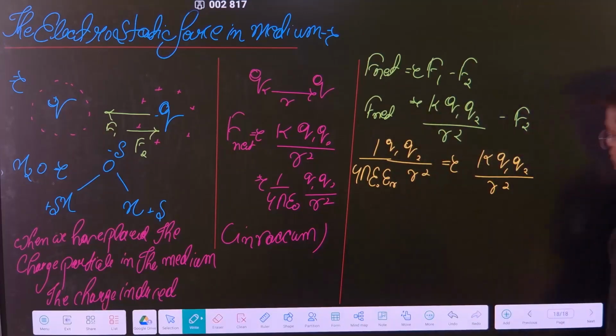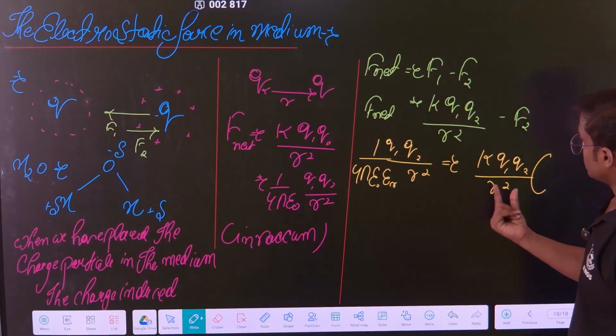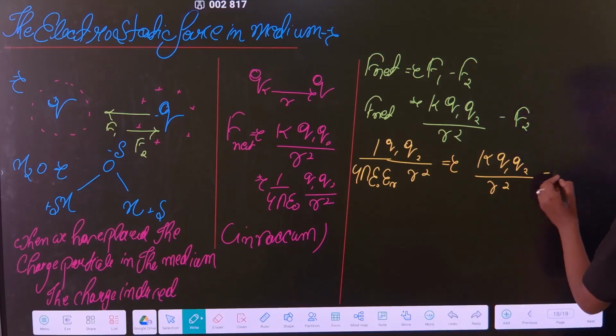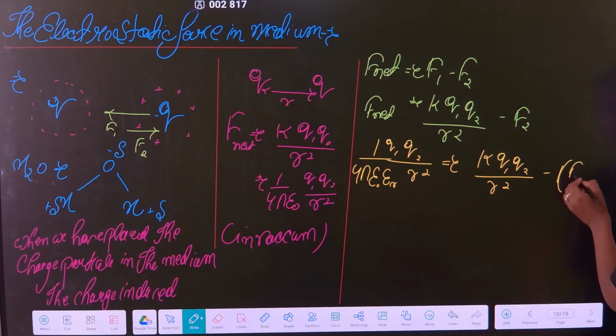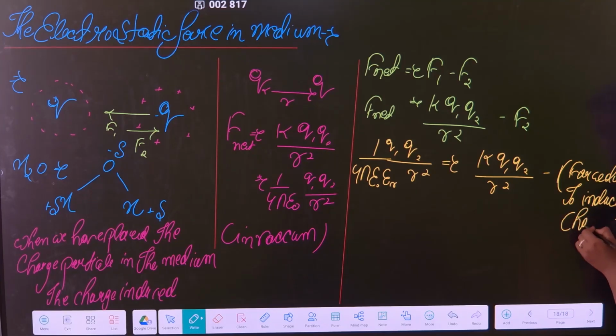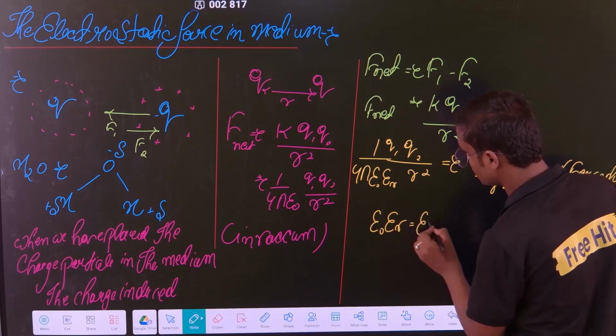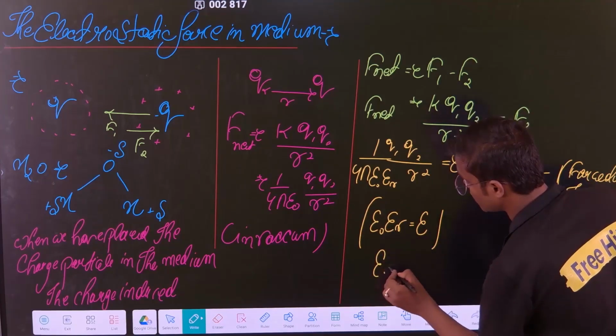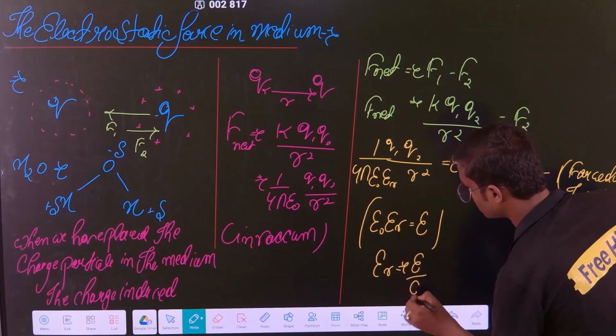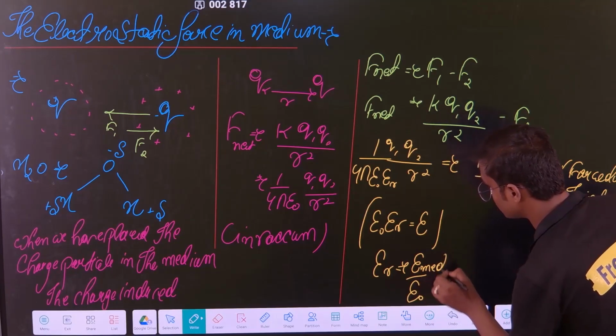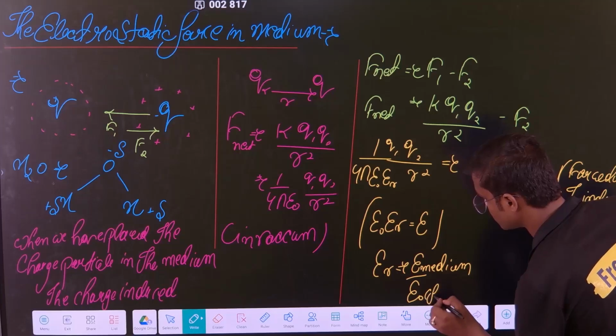Yes, sir, this F2 is nothing but the force due to induced charge. So from here you can say my epsilon naught into epsilon r is equal to some epsilon. So from here we get epsilon r is equal to epsilon upon epsilon naught, where epsilon is the permittivity of the medium and epsilon naught is that of free space.